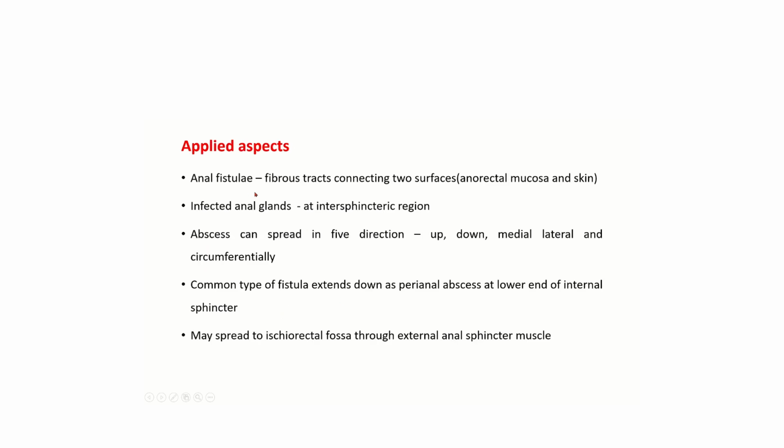Anal fistulas are fibrous tracts connecting two surfaces, mainly the anorectal mucosa and the skin. Infected anal glands at the intersphincteric region are responsible for the formation of anal fistulae. An abscess can spread in 5 directions: upwards, downwards, medial, lateral, and circumferentially. It is a common type of fistula, extending down as a perineal abscess at the lower end of the internal sphincter, and may spread to the ischiorectal fossa through the external anal sphincter muscle. Thank you.